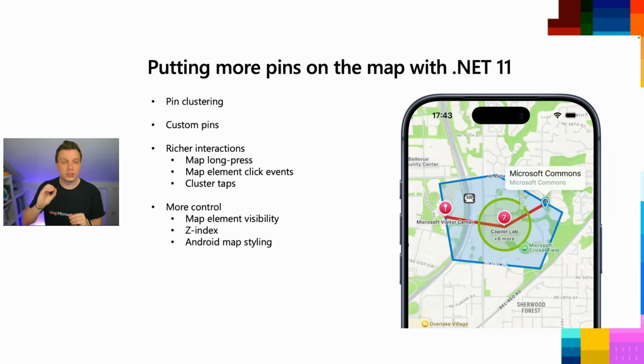More controls: those same elements that I just mentioned, you can make them visible, yes or no. You can play with the Z index, so you can put them on top of each other and change the order. And for Android specifically, you have the little styling JSONs that you can now just customize for your Android map.